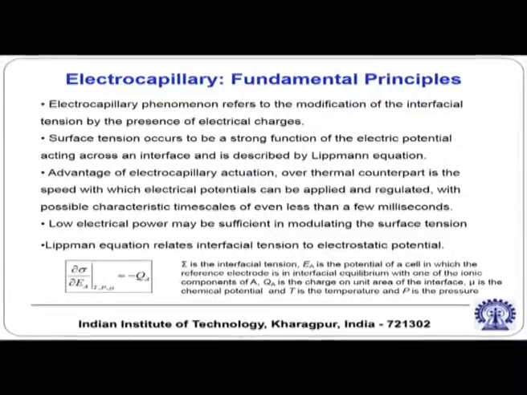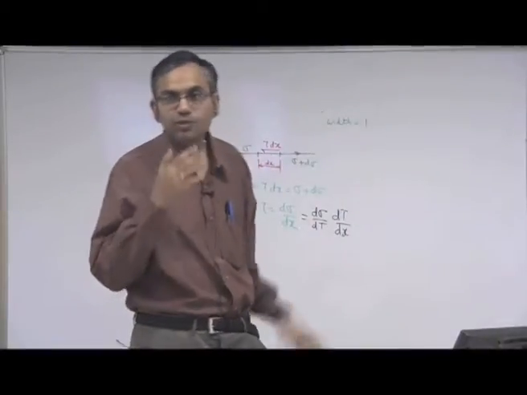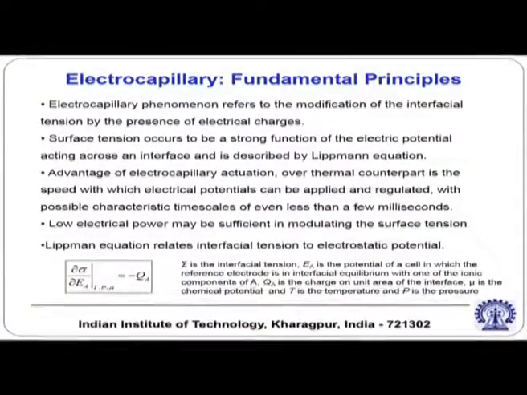Now we have also discussed the thermocapillary actuation, that is creating a surface tension gradient due to temperature gradient, and here we are creating a surface tension gradient due to electrical voltage. Now this is a good time when we can compare these two. The advantage of electrocapillary actuation over its thermal counterpart is the speed with which electrical potentials can be applied and regulated, with possible characteristic time scales of even less than a few milliseconds.